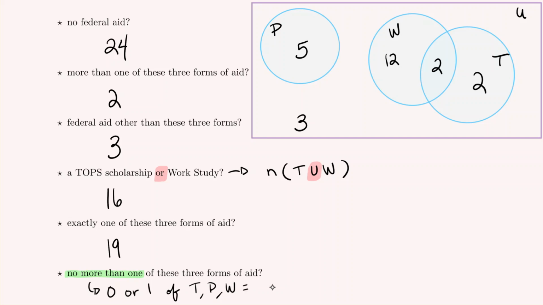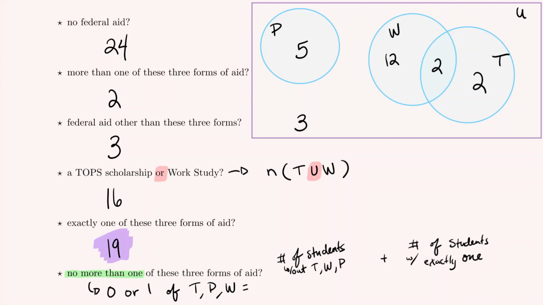So how many students had 0? So this is going to be the number of students without the TOPS, work study, Pell Grant, plus the number of students with exactly 1. Now we already identified the number of students with exactly 1. The number of students with exactly 1 is 19.